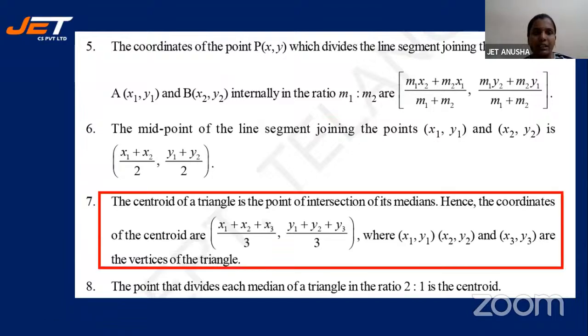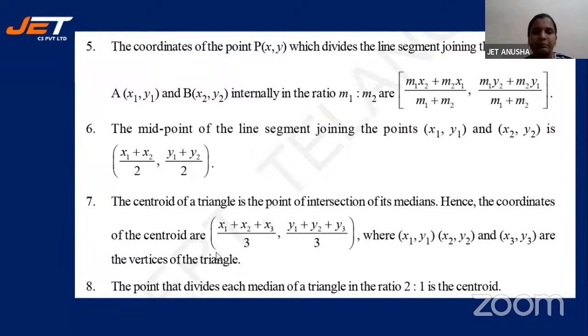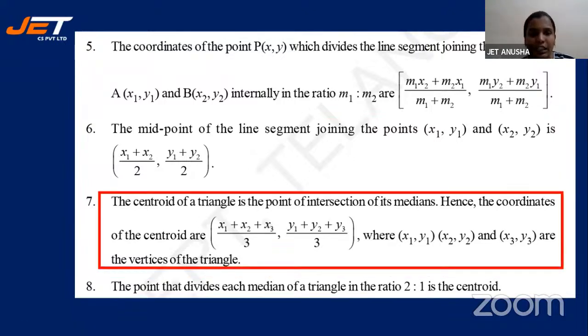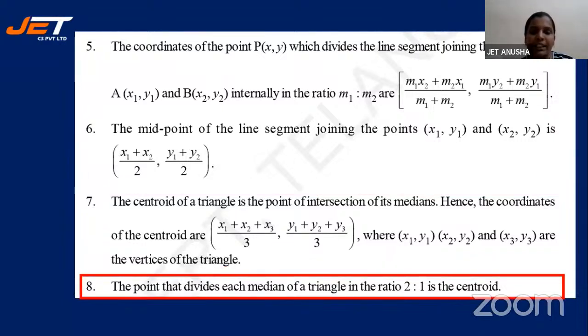So the seventh point is the centroid of a triangle. The centroid of a triangle is the point of intersection of its medians. Hence, the coordinates of the centroid are, this is the formula, (x1 plus x2 plus x3) by 3, comma, (y1 plus y2 plus y3) by 3, where (x1, y1), (x2, y2) and (x3, y3) are the vertices of the triangle. We'll go with the next point. The point that divides each median of a triangle in the ratio 2:1 is the centroid.